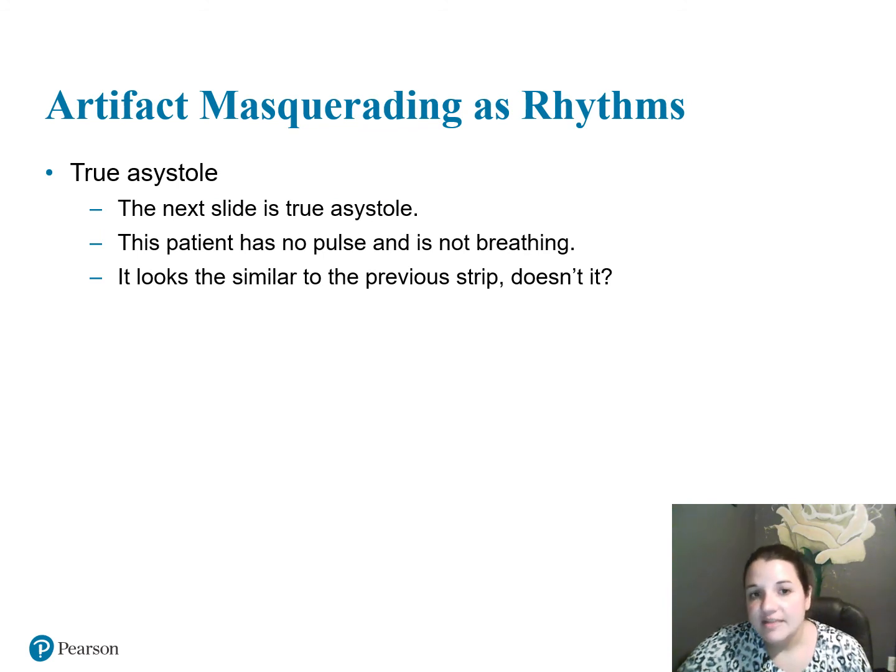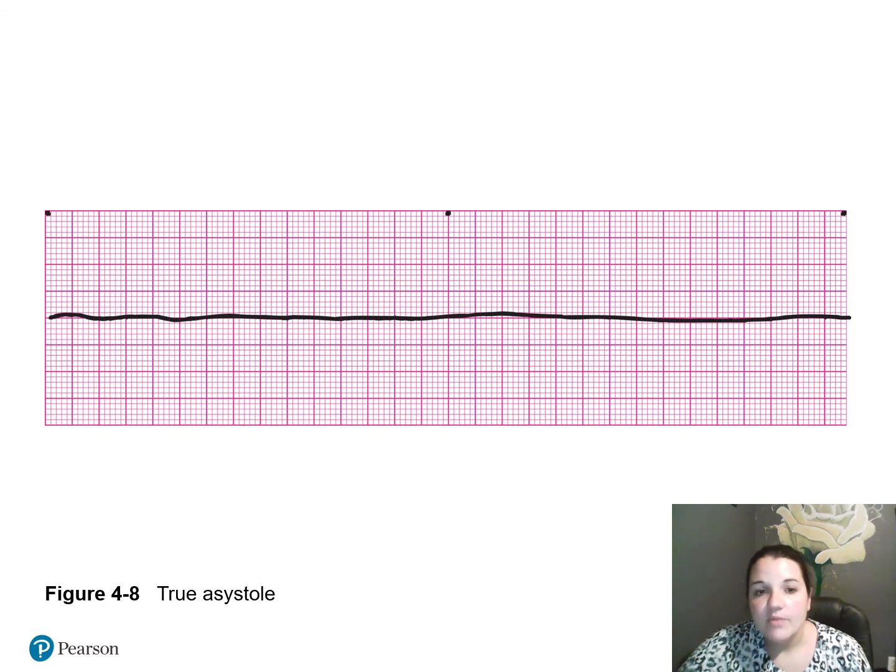So a true asystole, on the next slide, is a patient who has no pulse and is not breathing. It looks similar to the previous shot. But notice we have more of a wavy line. This is a true flat line, a true asystole.